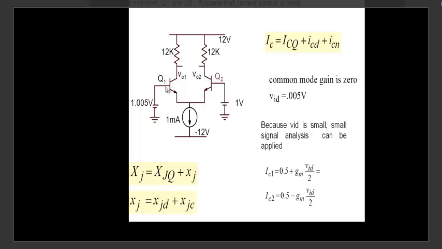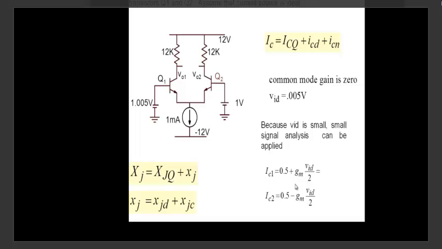Now note that if I have a signal at the base emitter, this is ground, if I have a base emitter voltage, which is VBE, how much collector current flows here? GM times that. Okay, so that's where it is, GM VID by 2. And on this side, note, I have minus VID by 2 here. So the collector current that will flow is minus GM VID by 2.